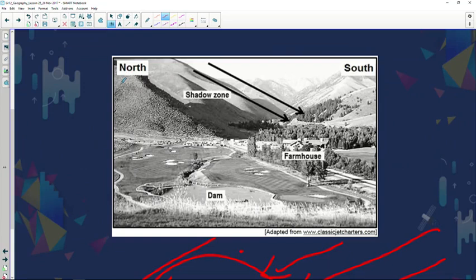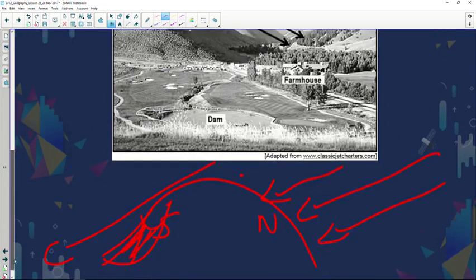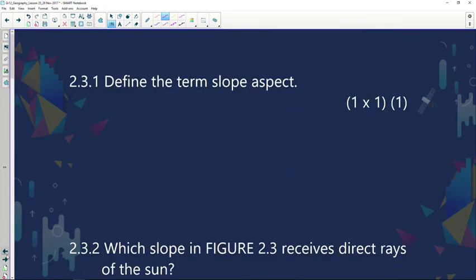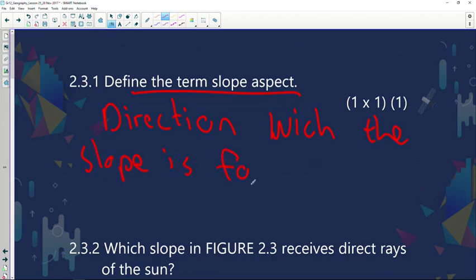As you can see over there, there's north and there's south. This is a north-facing slope, and that's a south-facing slope on the inside. So let's quickly have a look at the questions being asked regarding slope aspect. Now 2.3.1, define the term slope aspect. Okay, it's basically the direction which the slope is facing in relation with the sun rays.